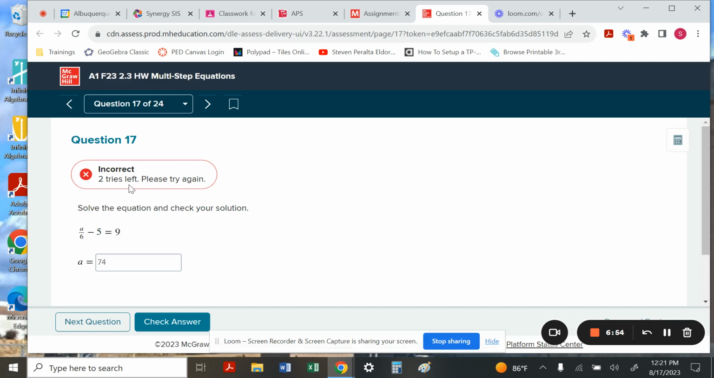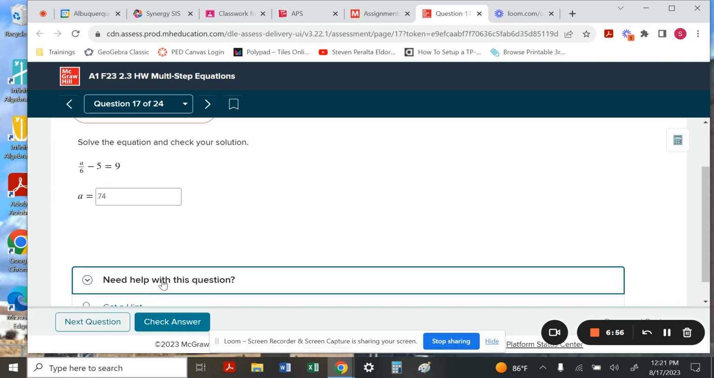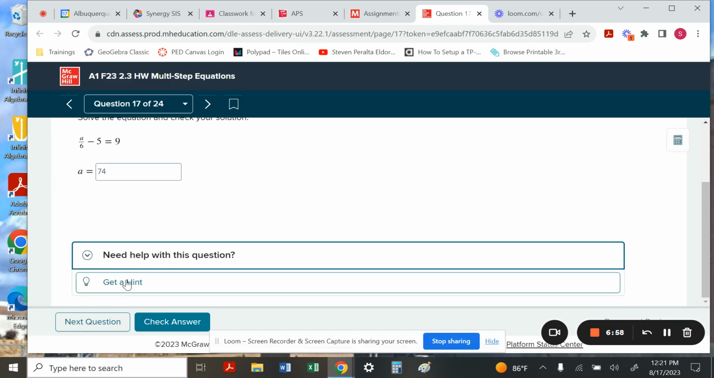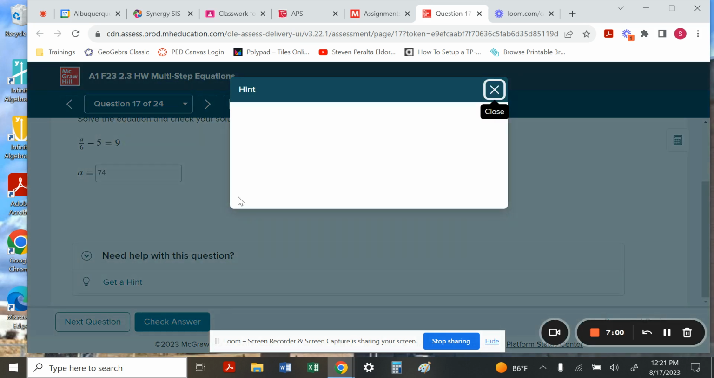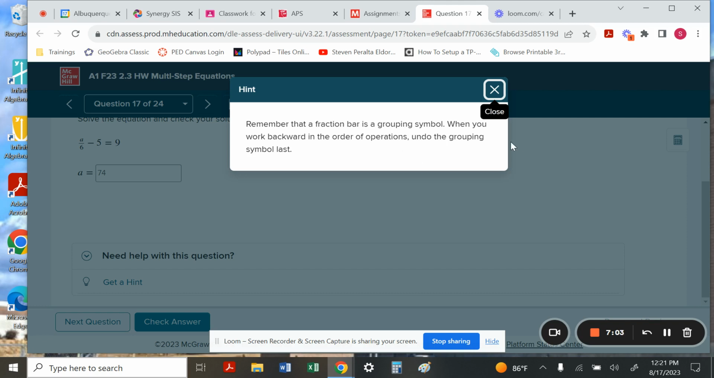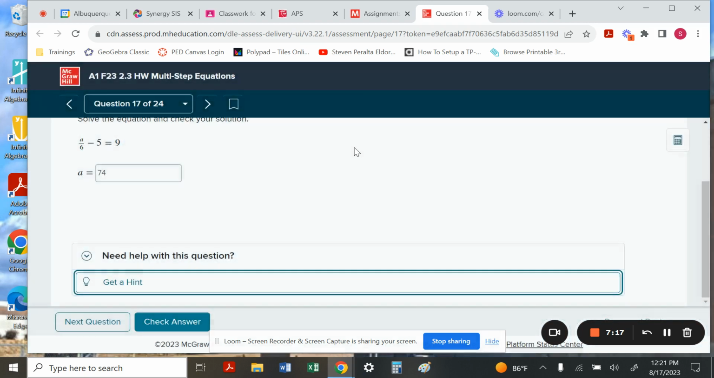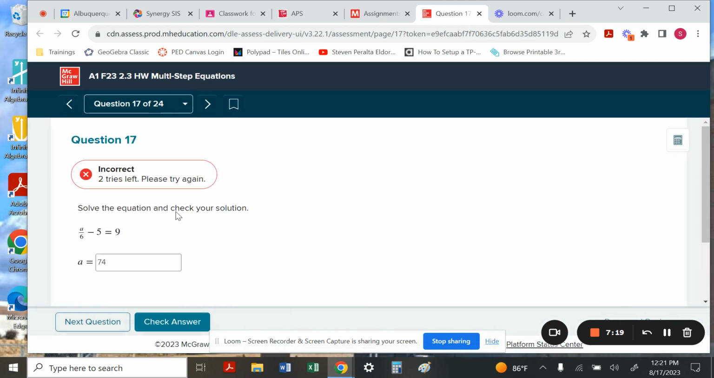So I have 3 chances to answer this question. But notice I can click help and get a hint. If anything comes out, the fraction bar is a grouping. So when you work backward, undo the grouping symbol last. So that's what it's telling me: I have to move the 5 over first, and then I have to take care of the 6, which is in the denominator here. So that's what I can do when I'm going through and getting some help.